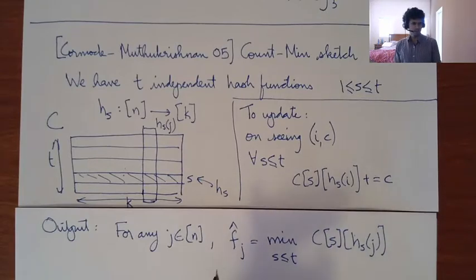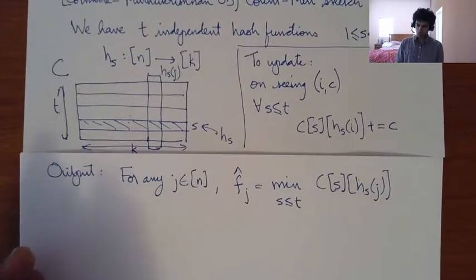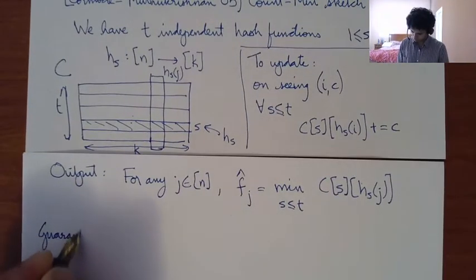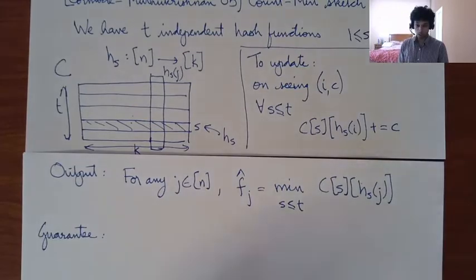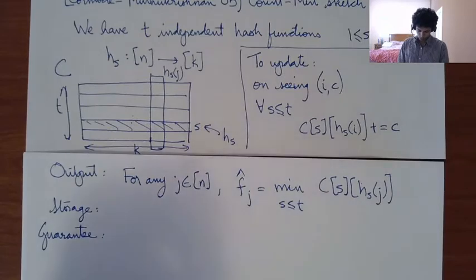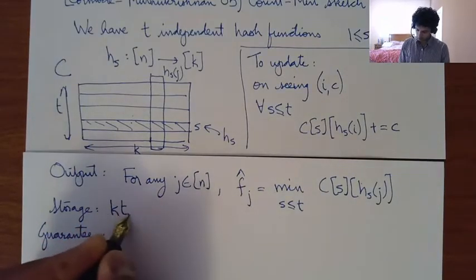Now you might say there seems to be something fishy here, because there are obviously multiple elements that are going to collide, and they're going to give you the same estimate. So what kind of guarantee can we give? The guarantee that we will provide, actually let's first talk about storage. So the storage clearly is k times t times log m.